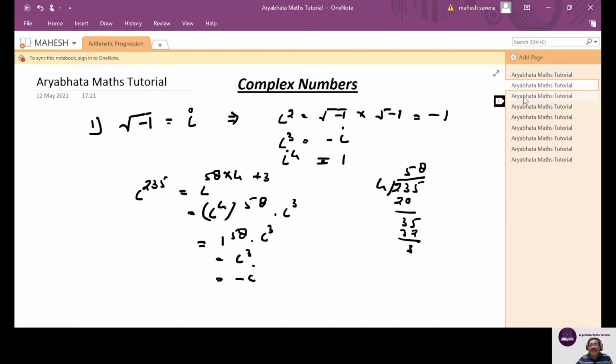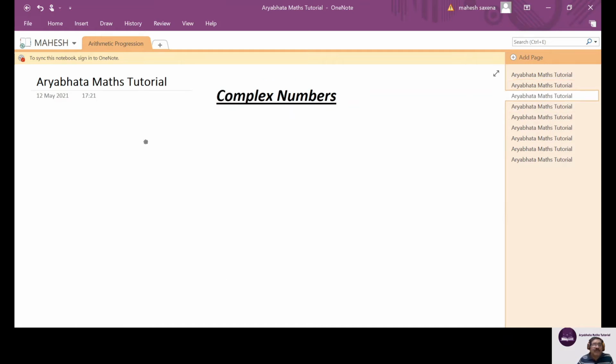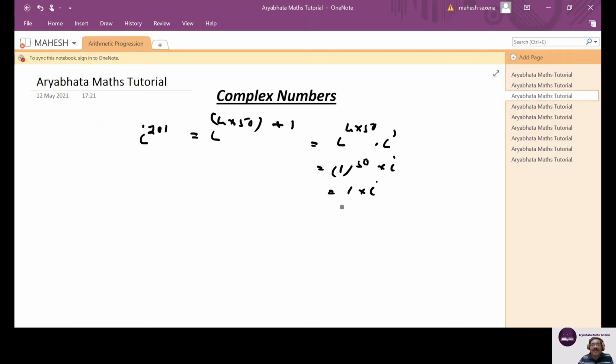Suppose we take another example. Suppose we have to find i to the power 201. It can be written as i to the power 4 into 50 plus 1. Therefore, it is i to the power 4 into 50 into i to the power 1, that is 1 to the power 50 into i. 1 to the power 50 is 1, into i, that is i.